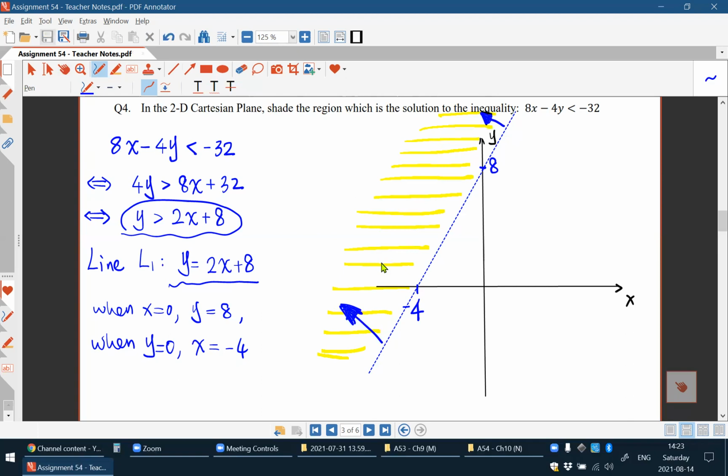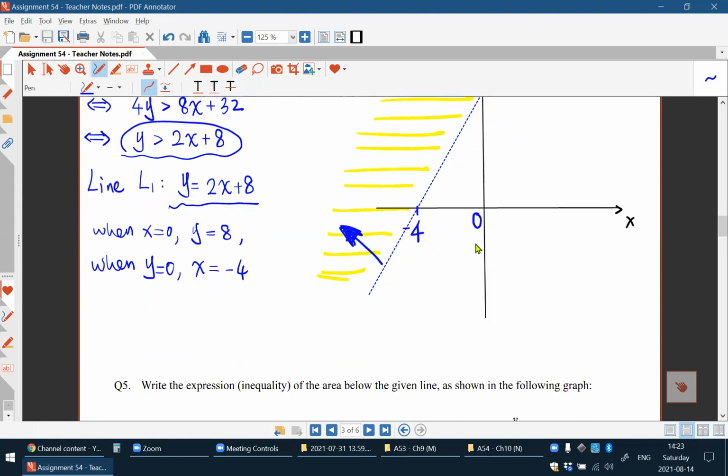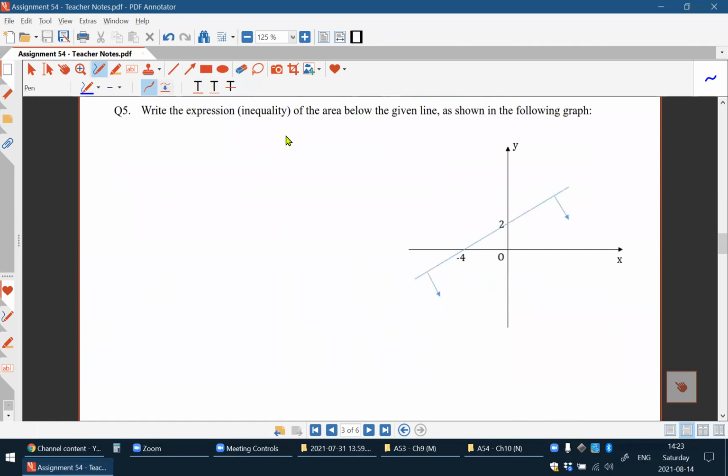Okay, any questions? No? All right, let's see question 5. Write the inequality of the area below the given line as shown in the following graph. Okay, so in this question, usually we'll find the equation of this line first, right?